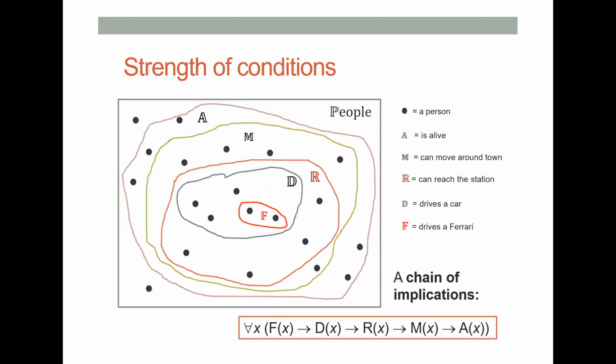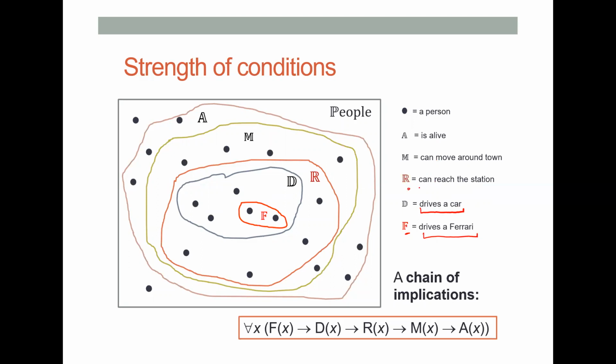So, the strength of conditions. Assume that we have this Venn diagram. We have set F, which means that anyone inside set F can drive a Ferrari, and set D, which is a superset of set F. Anyone inside set D can drive a car.